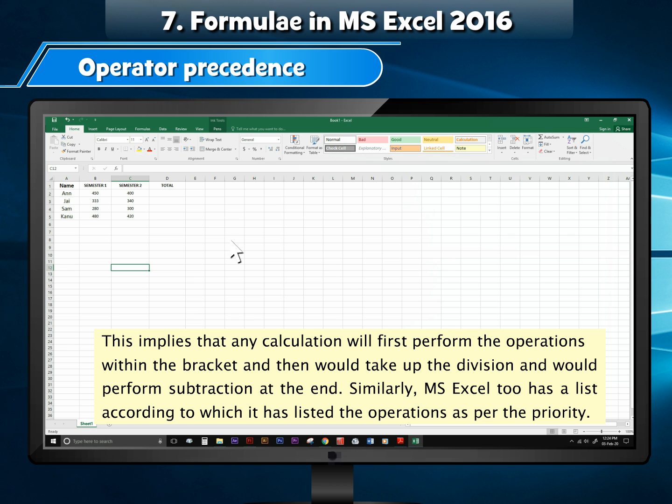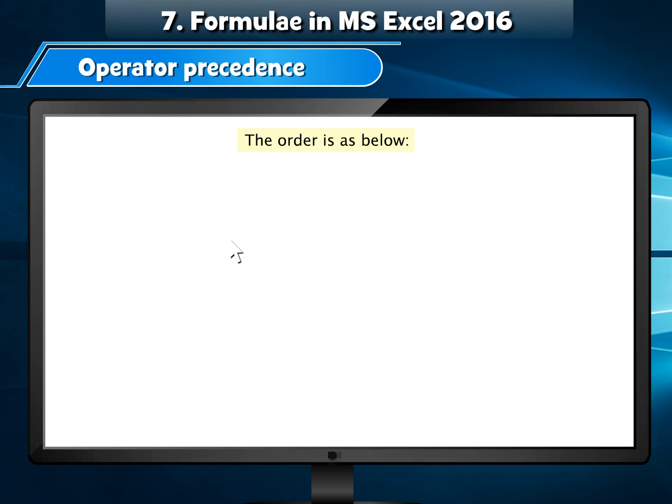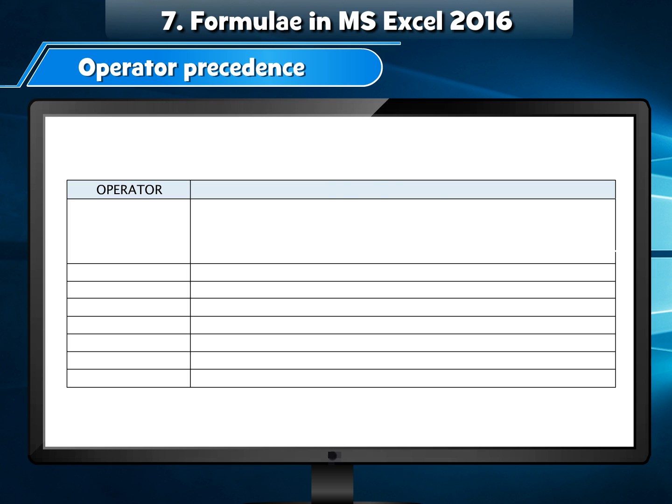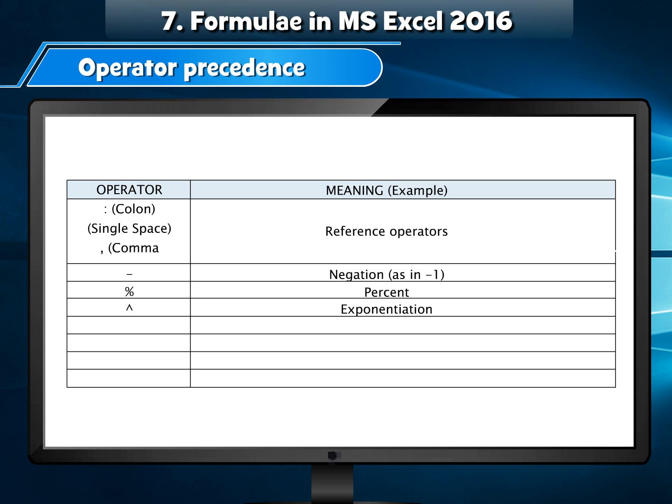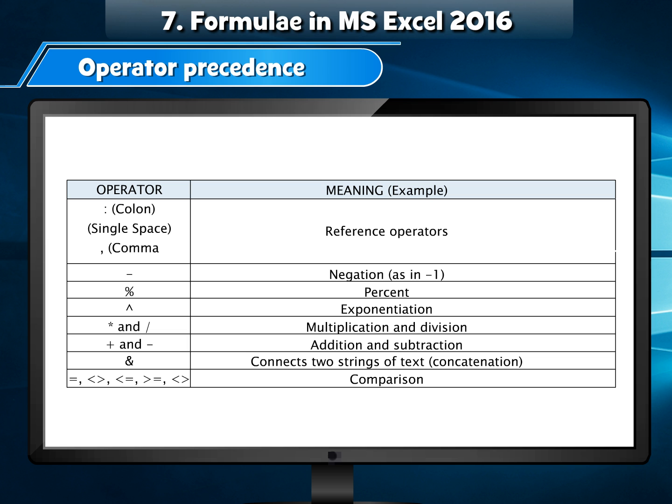Similarly, MS Excel also has a list according to which it has listed the operations as per priority. The order is as below. Operator, meaning, example: colon, single space, comma, reference operators; negation as in -1; percent; exponentiation; multiplication and division; addition and subtraction; concatenation, which connects two strings of text; comparison.